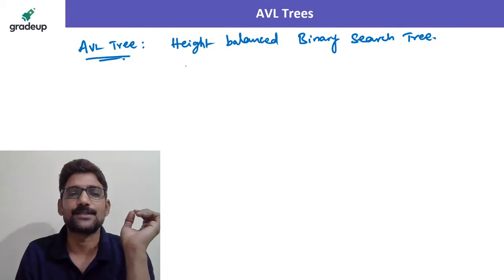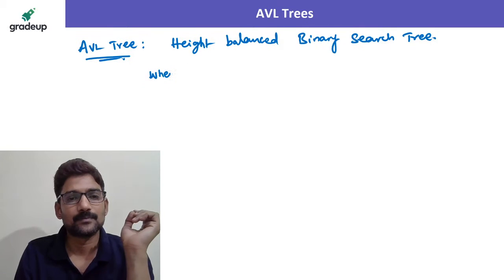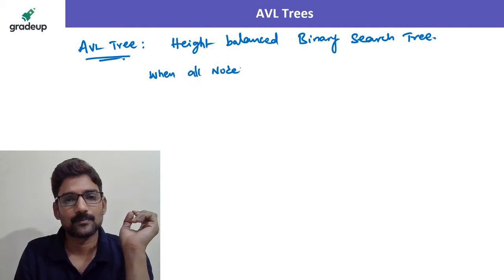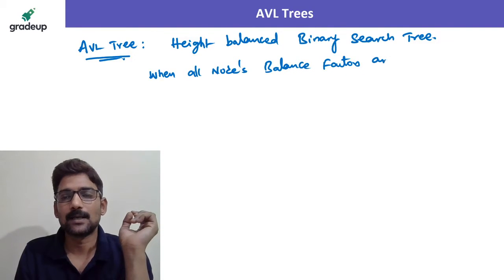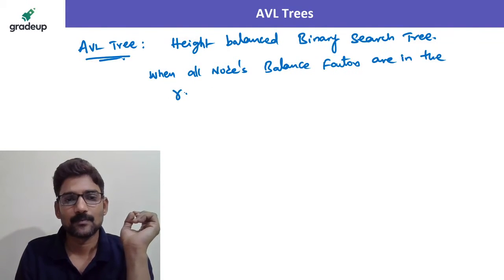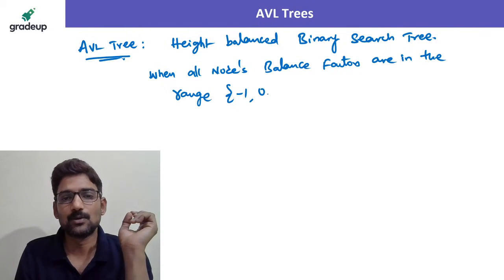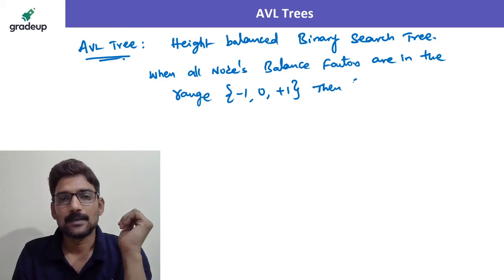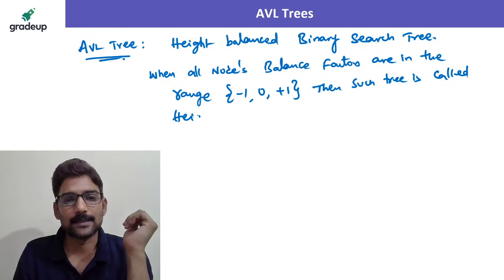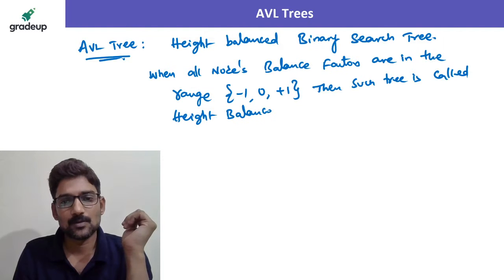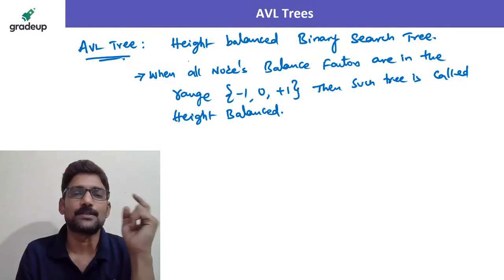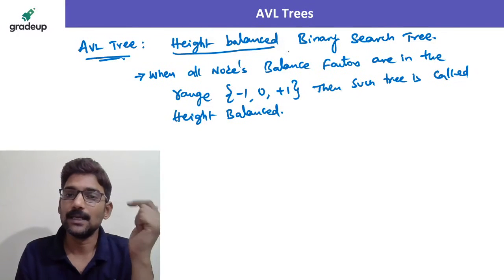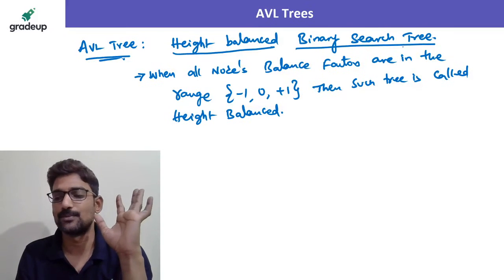What is height balanced? When all the nodes' balance factors are in the range -1 to +1, that means either -1 or 0 or 1, then such a tree is called height balanced. So for an AVL tree, two conditions. One, it should be height balanced. Other, it should be a binary search tree. Two conditions should be satisfied.